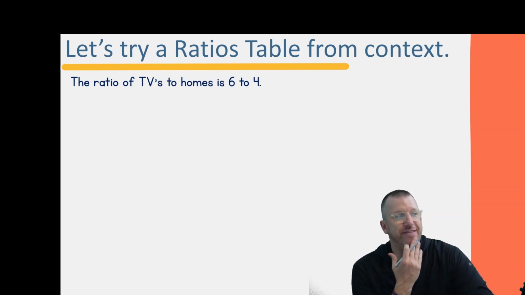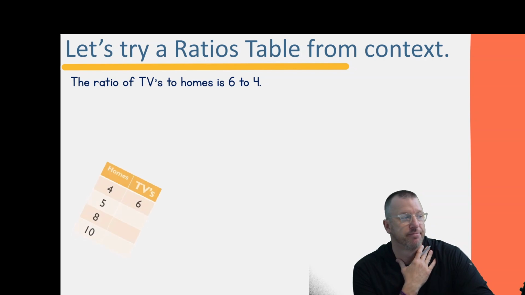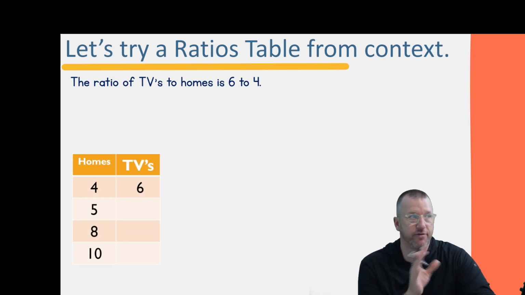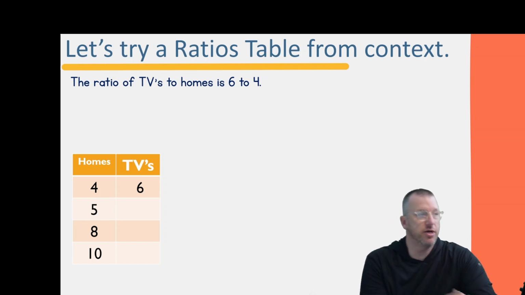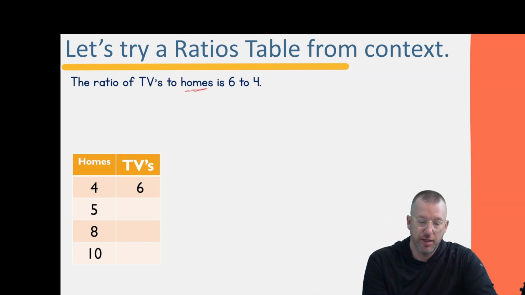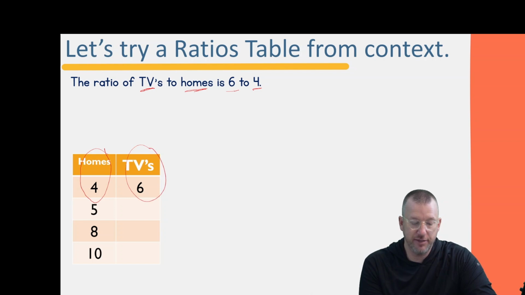So the ratio of TVs to homes in my neighborhood is there are 6 TVs to 4 homes. So we put this in here. You can put them in either order if it's not x and y, it doesn't matter. Okay? So we have homes is 4. As long as I said homes is 4, and I'm saying TVs is 6, everything I have set up so far works.